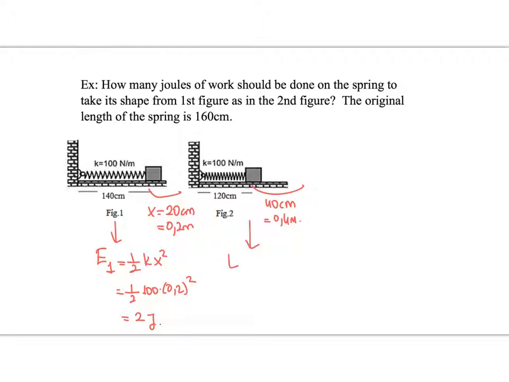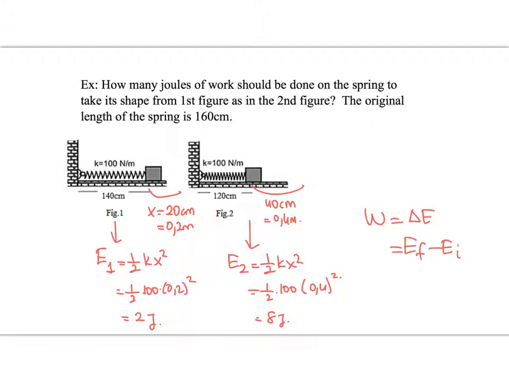And here the energy deposited, again from the formula, is 1 over 2 times 100 times 0.4 squared, which is equal to 8 joules. So the work done is equal to the change in energy. The change in energy is the final energy minus the initial energy. The final energy is 8 joules. The initial energy is 2 joules. So the work done is equal to 6 joules.